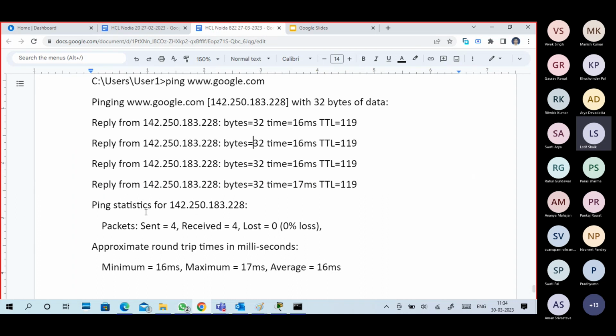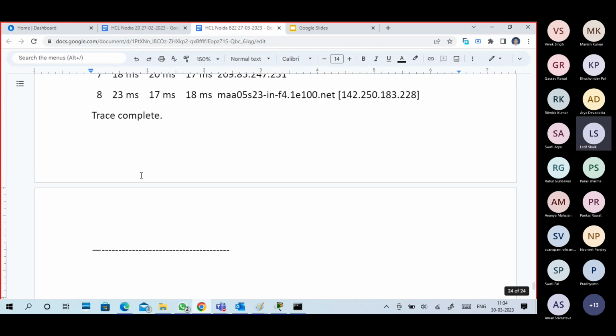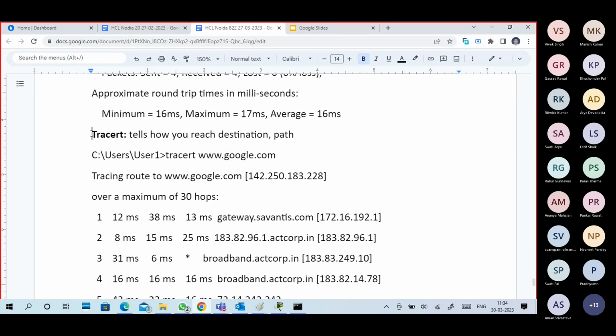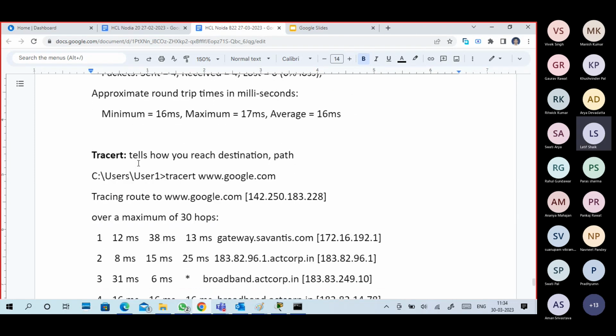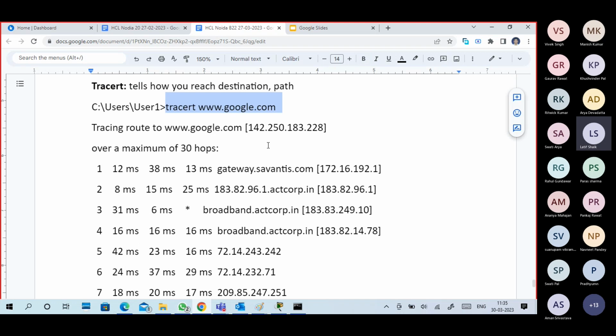I told you about routers. What is the use of a router? A router tells you how to reach the destination, right? So the tracert command, or traceroute command. Some people say traceroute, but in Windows we use the tracert command. Of course, traceroute is also a correct command, but in Windows we use tracert. The tracert command tells how you reach the destination. Ping tells you whether you are able to reach the destination. How I reach the destination is the tracert command. See, I use tracert www.google.com.